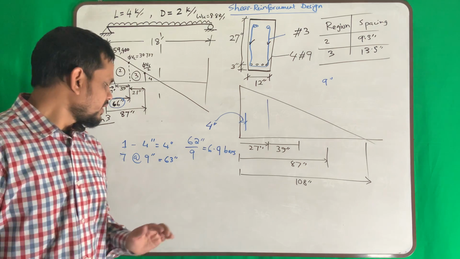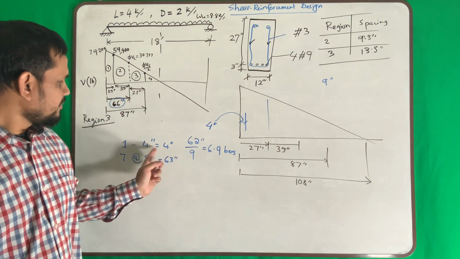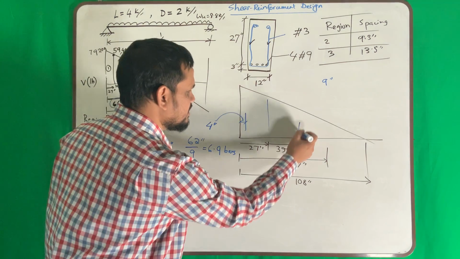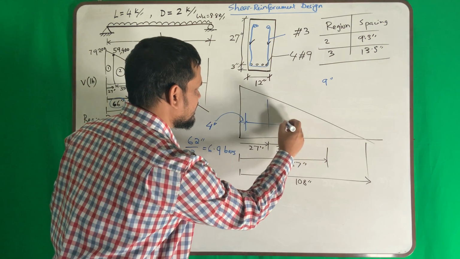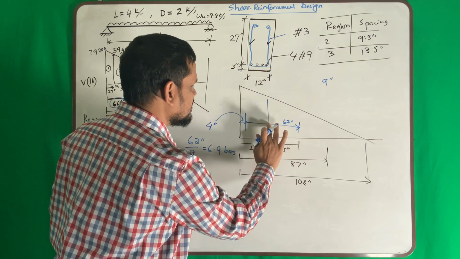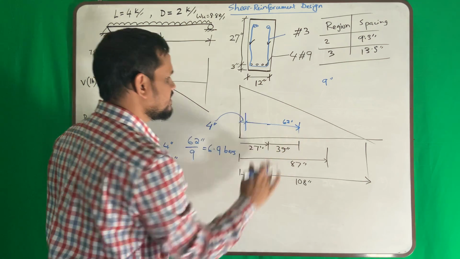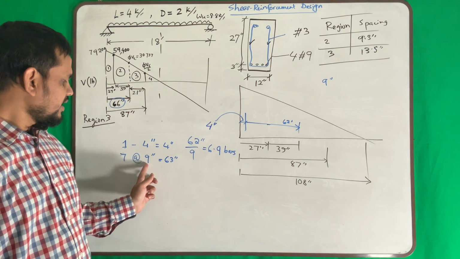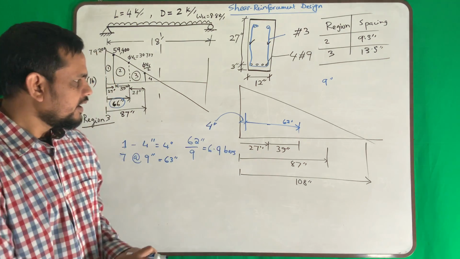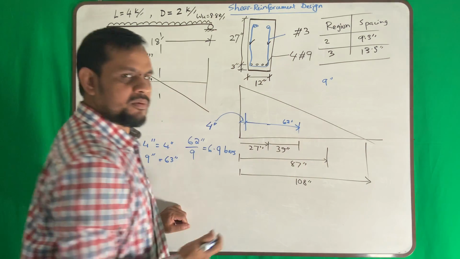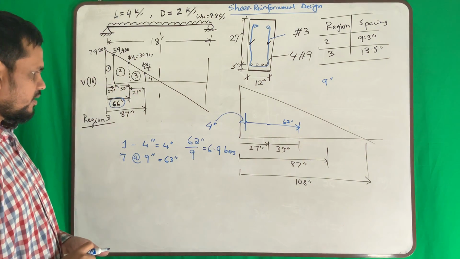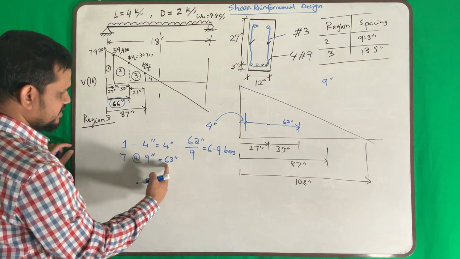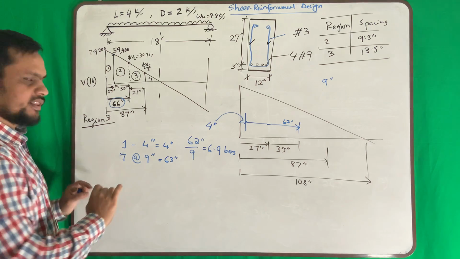Hopefully you understood what I did here. I am providing my first bar at 4 inch. Then I have how much left up to this? I have left up to 62 inch here. I am providing 7 bar at the rate of 9 inch. Then I am covering 1 inch more, because 63 inch, then 4 inch. Okay, then that is covered.